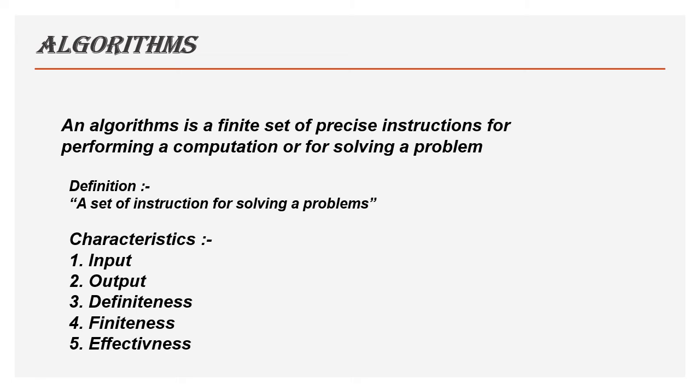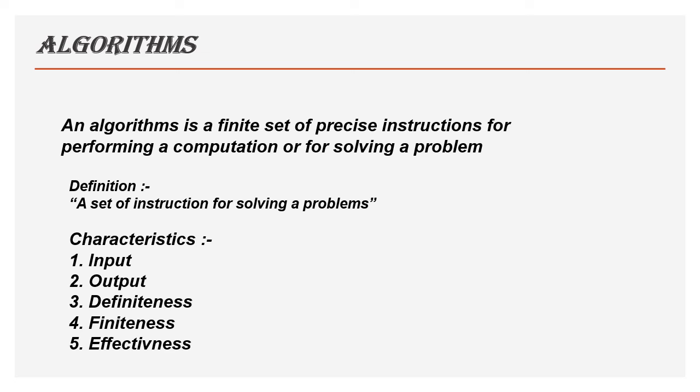Now algorithm. An algorithm is a finite set of precise instructions for performing a computation or solving a problem. So it is a finite number of steps to solve a problem. Definition of algorithm is a set of instructions for solving a problem. Now characteristics, there are 5 characteristics. First is input, second is output, third is definiteness, fourth is finiteness, and fifth is effectiveness. First, input.